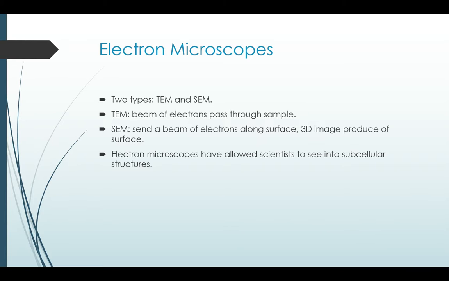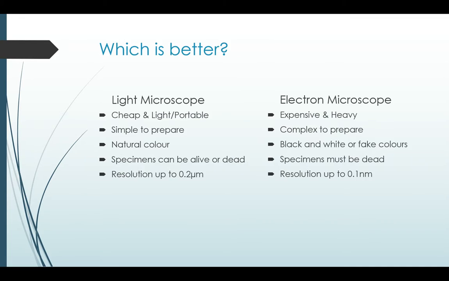And electron microscopes have allowed scientists to see into subcellular structures. For example, it's well known that chlorophyll is in chloroplasts, and we found that out using electron microscopes because light microscopes were not powerful enough to see the chlorophyll.